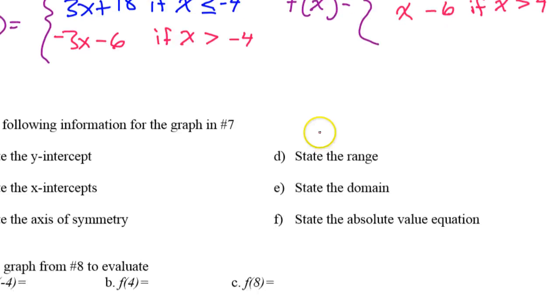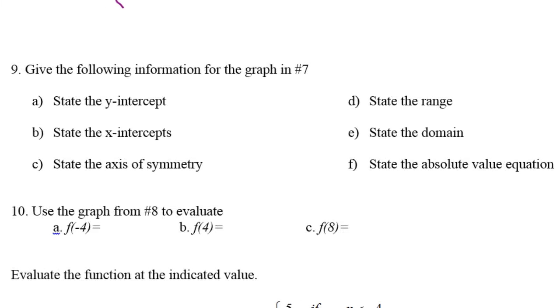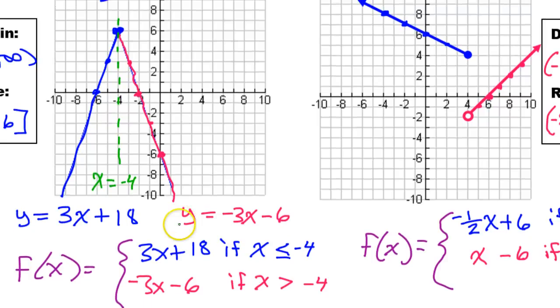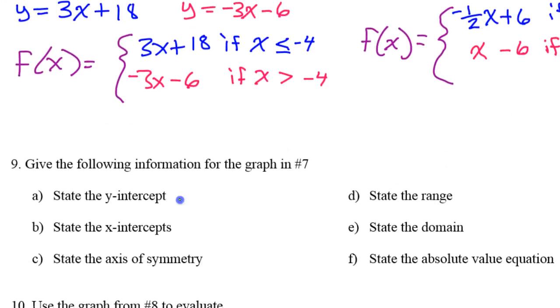Okay, what's next? Number 9 refers back to problem number 7 again. So number 9 says, give the following information in graph number 7. So I want the y-intercept. So looking back at this graph, the y-intercept of the function as a whole is right here. This is where the v touches the y-axis. So that is -6. Well, I should say 0, -6.